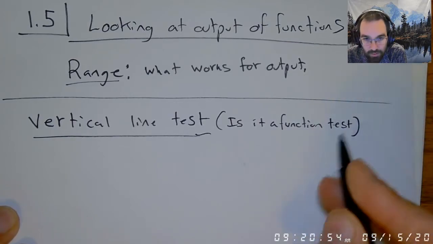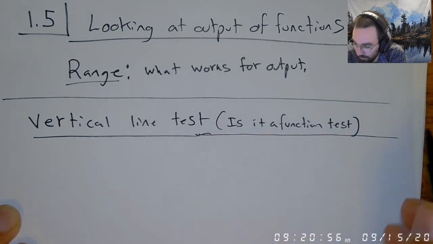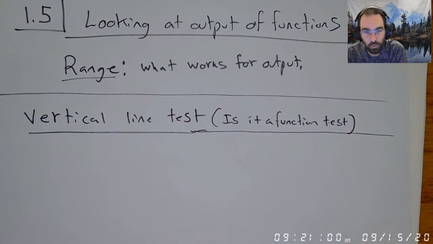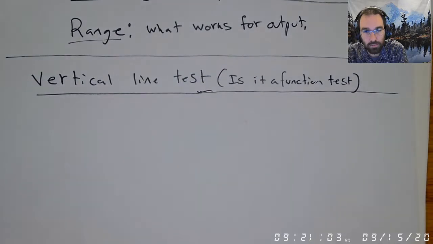Now, some of you might be looking at this and be like, Kraft, I know what the vertical line test is. Well, students always get confused between a vertical line test and the horizontal line test. So it's really important that you understand each of them individually and what they do, because they're different and they do different things. So the vertical line test is the is-it-a-function test.